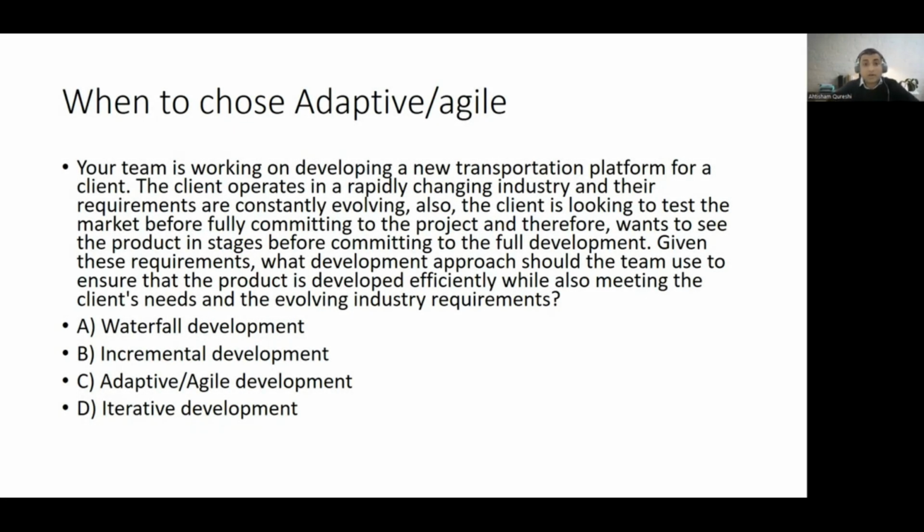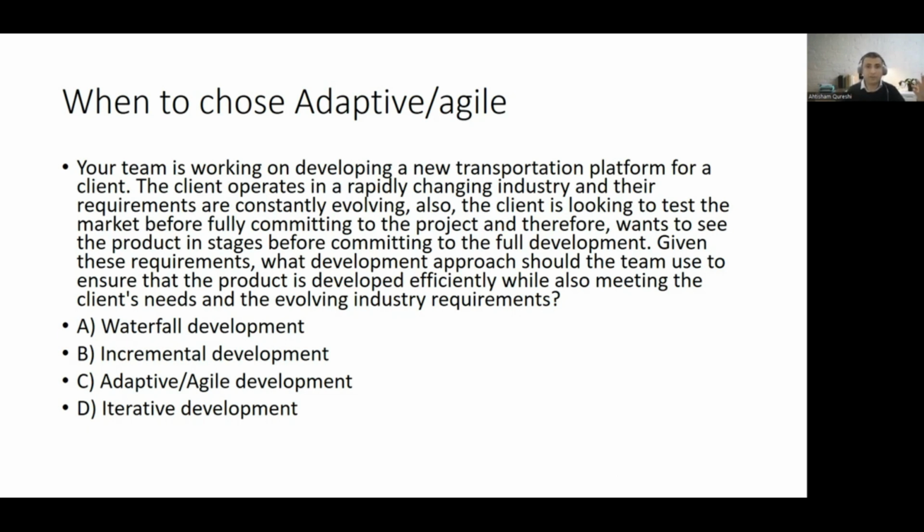Your team is working on developing a new transportation platform for your client, and the client operates in a rapidly changing industry, and their requirements are constantly evolving. The client is also looking to test the market before fully committing to the project. So therefore, they want to see the product in stages before committing to the full development. Given these requirements, what development approach should the team use to ensure that the product is developed efficiently while also meeting the client's needs and the evolving industry requirements?